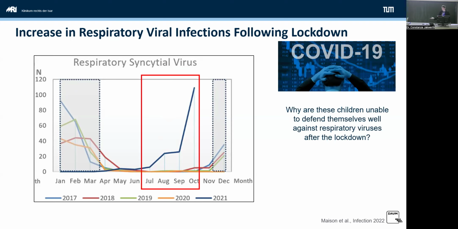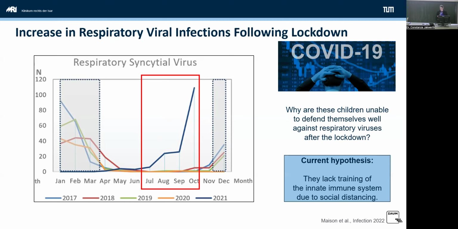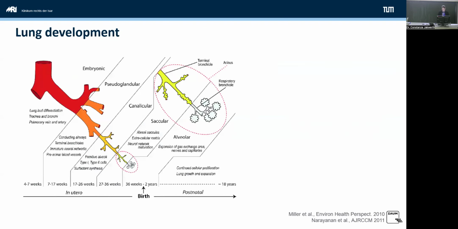Why are these children in 2021 all of a sudden unable to defend themselves well against respiratory viruses, in particular following the lockdown due to COVID-19? The current hypothesis is that they lack training of the innate immune system due to social distancing.